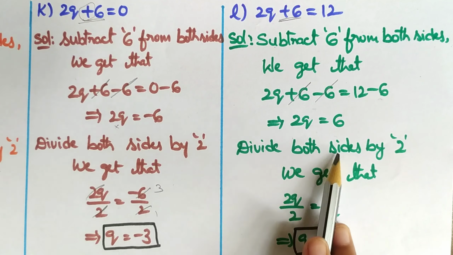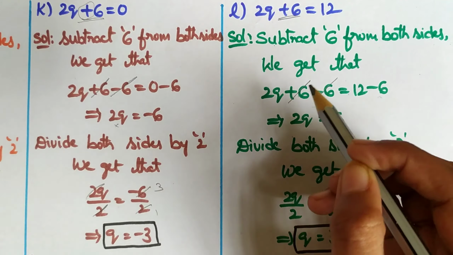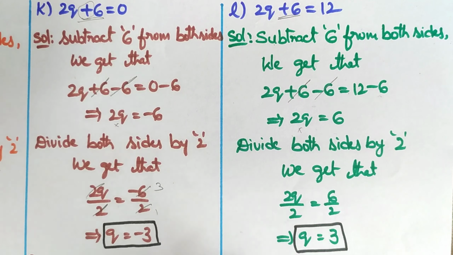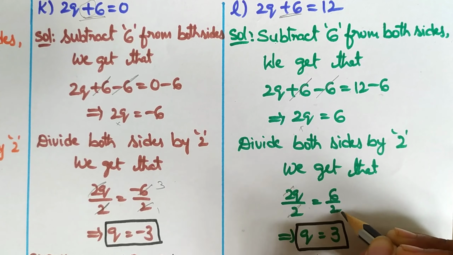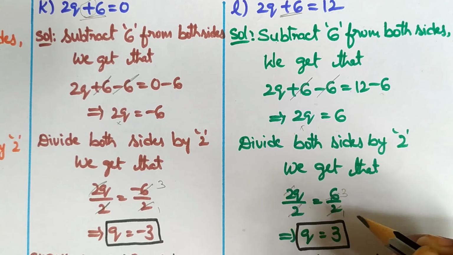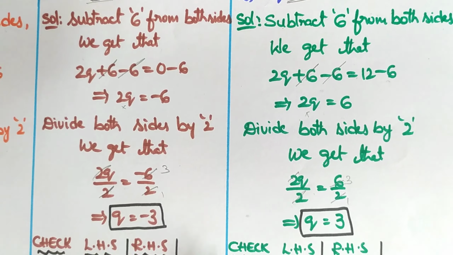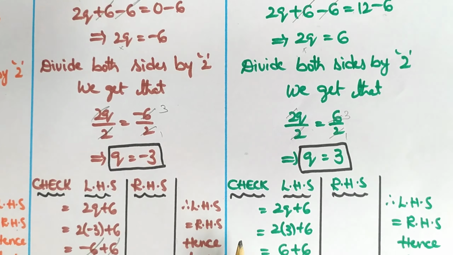Now divide both sides by 2, because as it is 2 into q, we divide both sides by 2. We get that 2q by 2 is equal to 6 by 2. In 2q by 2, the 2s get cancelled, and for 6 by 2, 2 1s are 2 and 2 3s are 6. So q is equal to 3 by 1, nothing but 3.